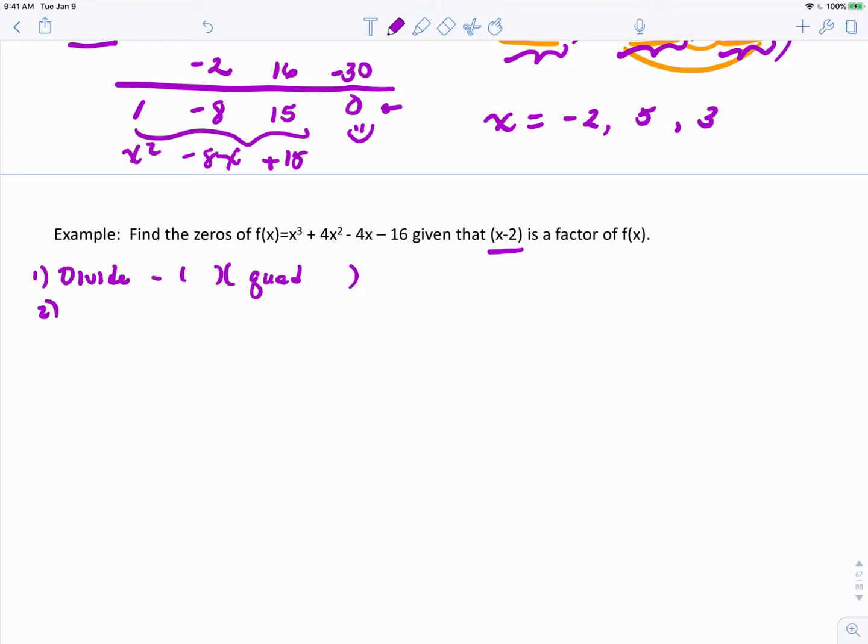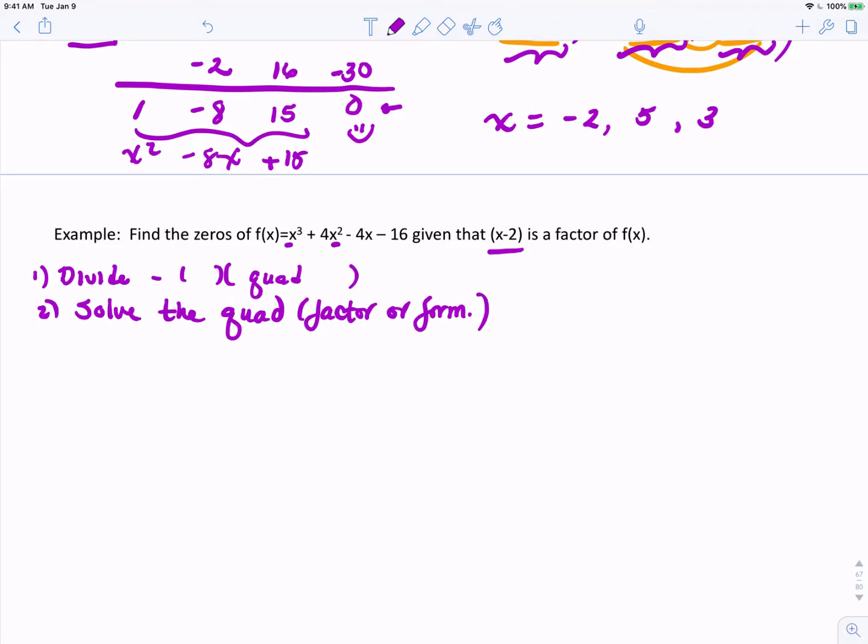And then we're going to solve the quadratic. And you're going to solve the quadratic either by factoring, if you can, or by using the quadratic formula. All right, so here we go. Let's try synthetic division again.